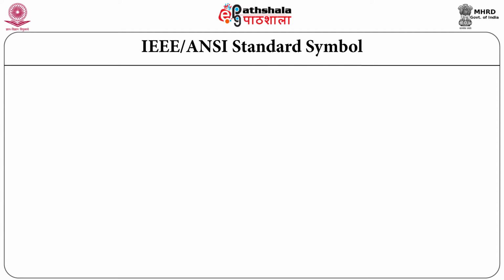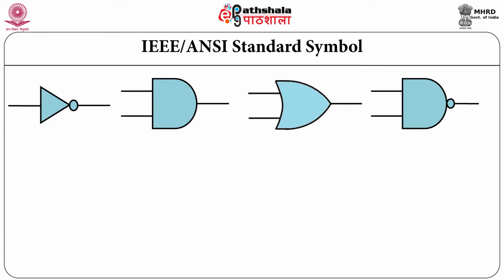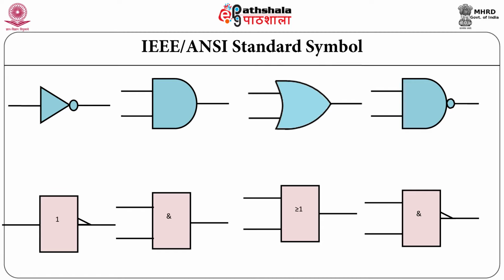Let us now study IEEE and ANSI standard symbols for representation of logic gates. The logic symbols we have used so far are traditional distinctive shape symbols for the logic gates. A new standard for logic symbols was suggested by IEEE ANSI in the year 1984. These symbols are rectangular outline symbols for all logic gates.